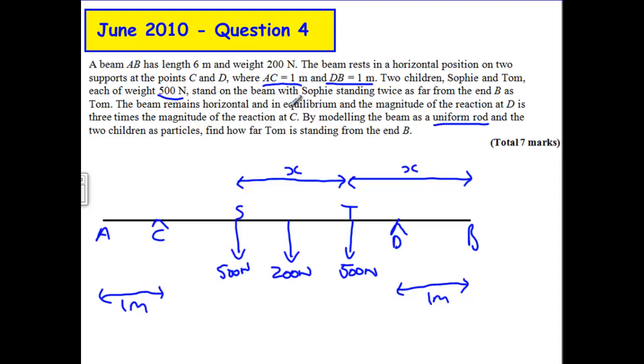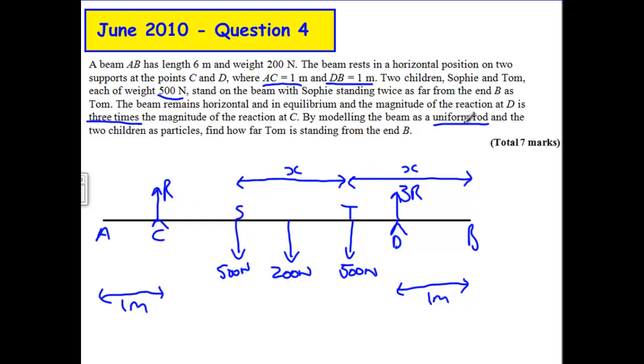Now the beam remains horizontal and in equilibrium, and the magnitude of the reaction at D is 3 times the magnitude of the reaction at C. So because this beam is resting on two supports C and D, there is going to be a reaction force pointing upwards. So at both D and C, I'm going to draw an arrow showing my reaction force. Now the magnitude at D is 3 times the reaction at C. So if I call my reaction at C equal to R, then my reaction at D will be equal to 3R, because it's 3 times as big.